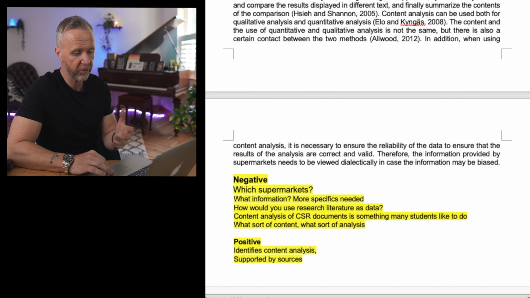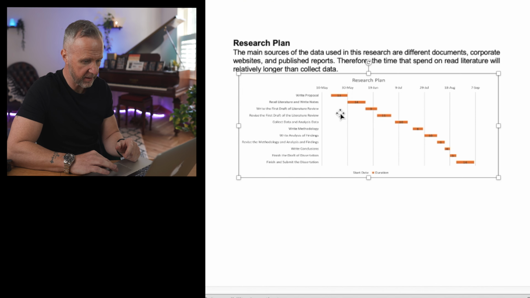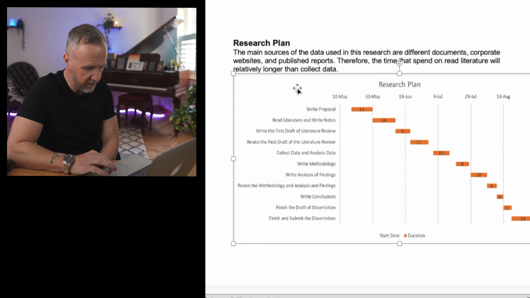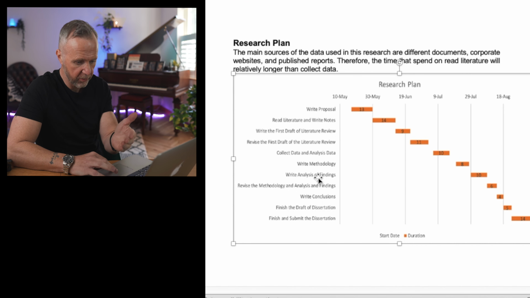And then we turn to the research plan. Okay, so it's not quite clear, but we could increase the size of that so we can see a little better. And there we go. Here they've laid out writing the proposal, reading, writing literature review, collecting data, writing method, writing conclusion, and they've done it in a time order going through there.